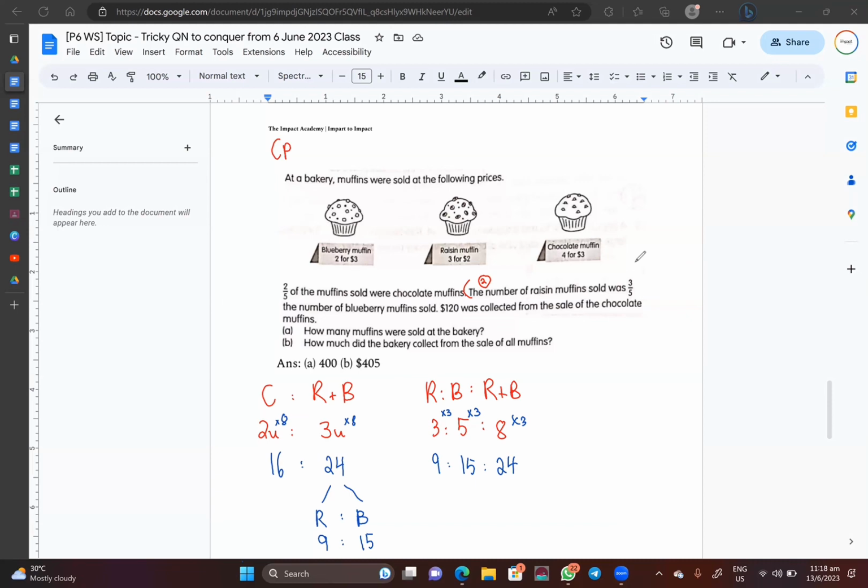Now, in sentence number 3, it tells me that $120 was collected from the sale of the chocolate muffins. So to me, whenever I see something like that, I realize that this is also NXV. What exactly is NXV? NXV talks about number X value. You get what I'm trying to say? How do you know, Teacher Joseph? How do you know this NXV? Why is it that you're able to identify so quickly?